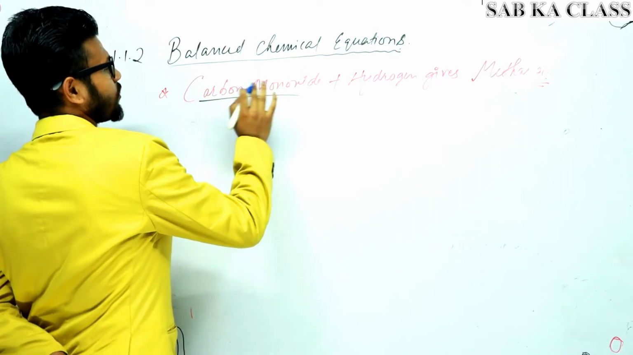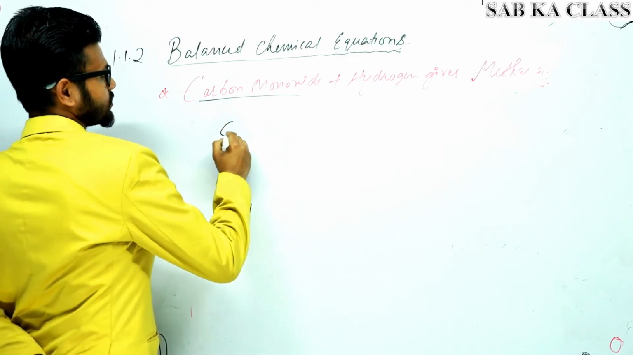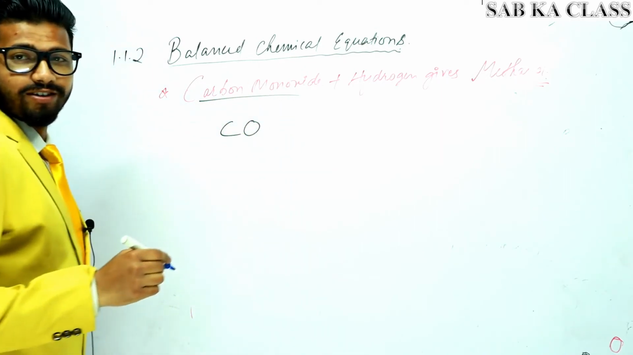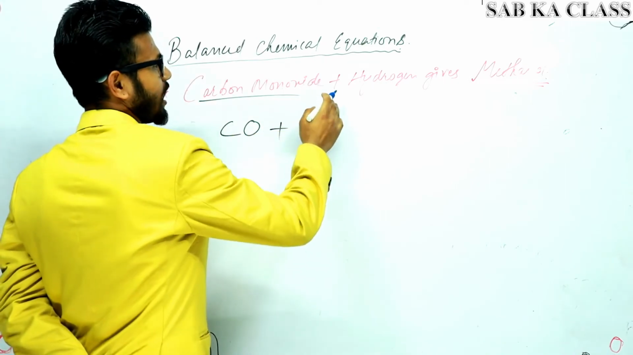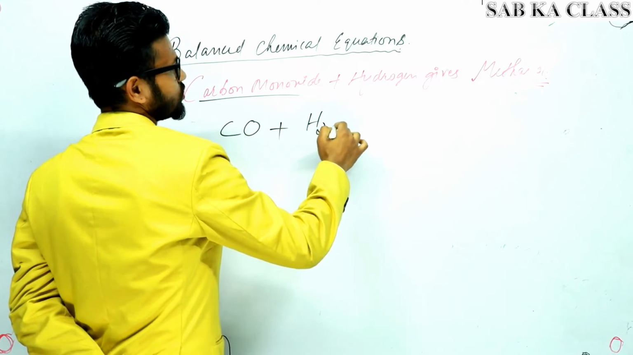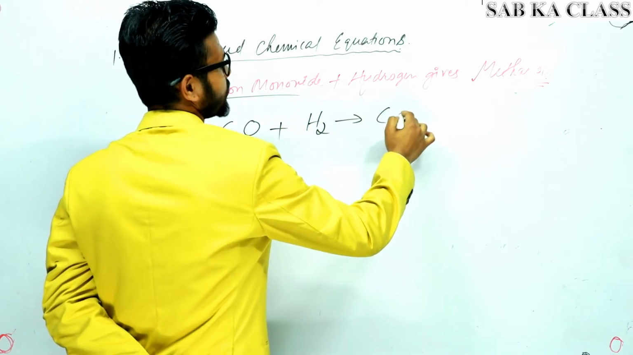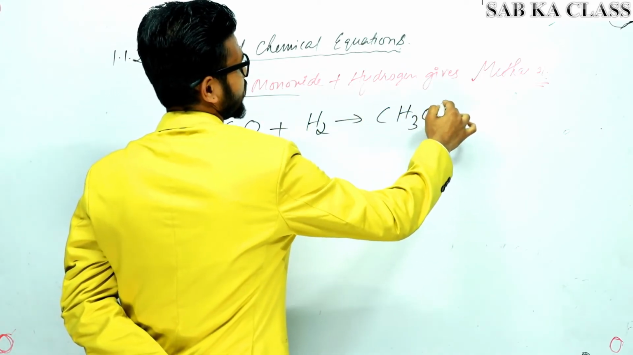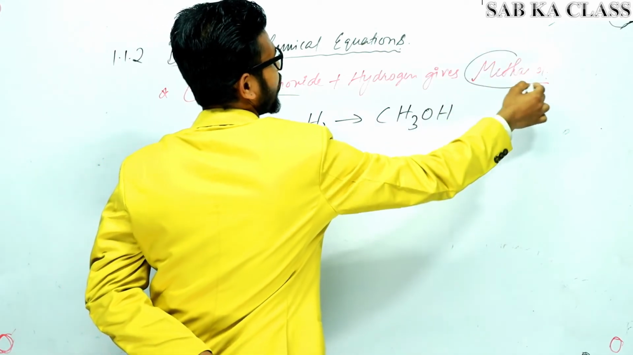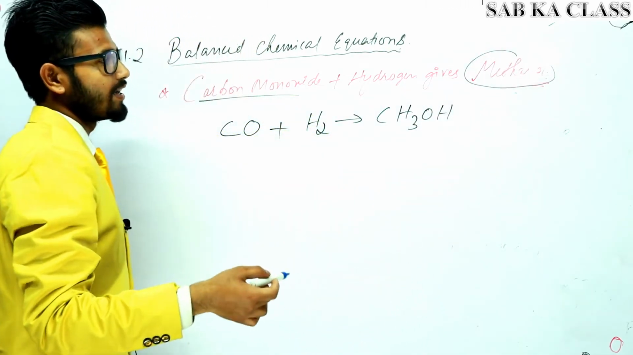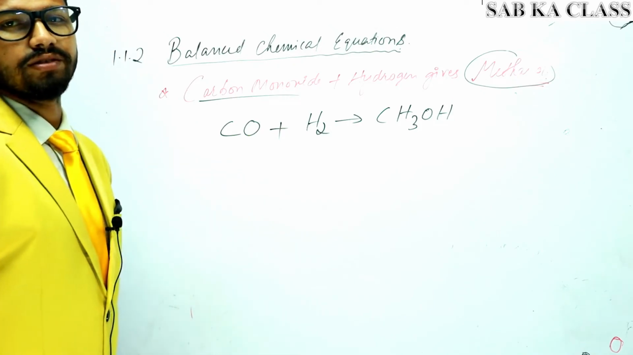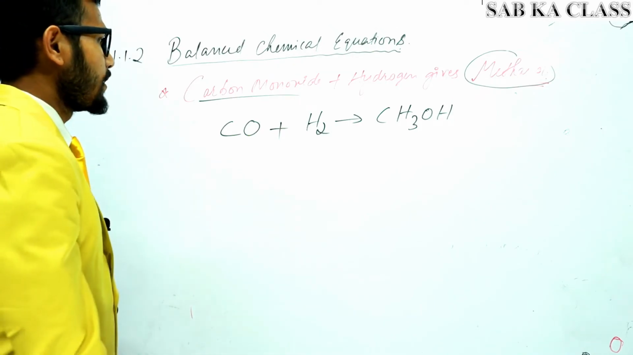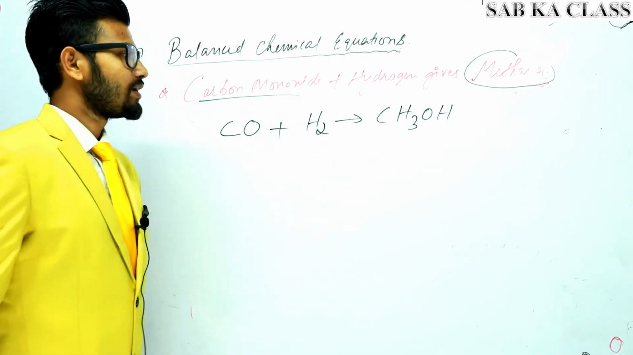So carbon monoxide we can write as CO. I hope you have learned already in class 9 how to write a chemical formula. Plus hydrogen H2 gives you methanol. How to write methanol? CH3OH. You will learn these, the alcoholic compounds, and how to write their formulas in the upcoming chapters. So here is the formula.